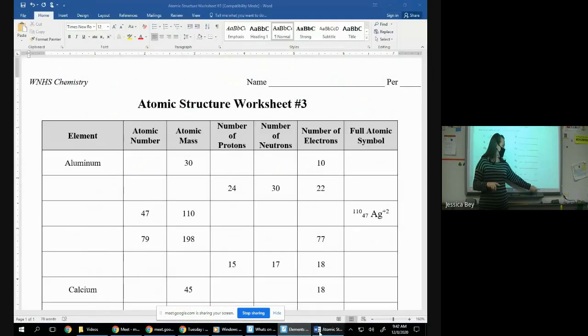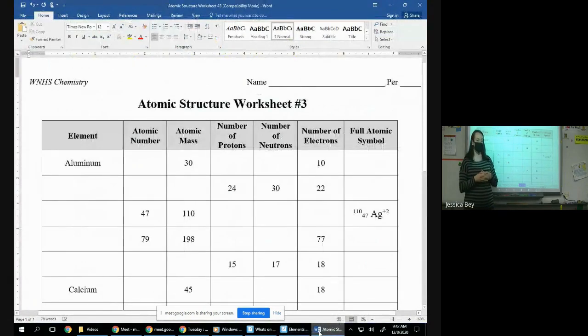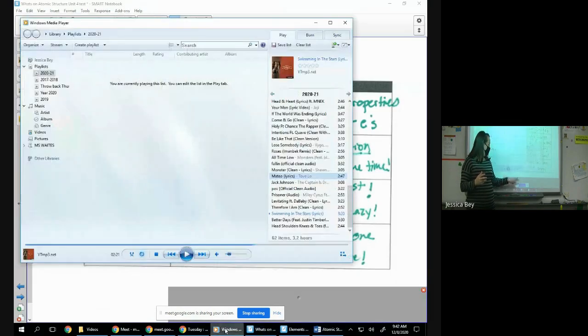Finish your element names. And if you would like atomic structure worksheet number 3, I'm going to walk around, see how we're doing, check in with my people at home. Hopefully we're feeling good.